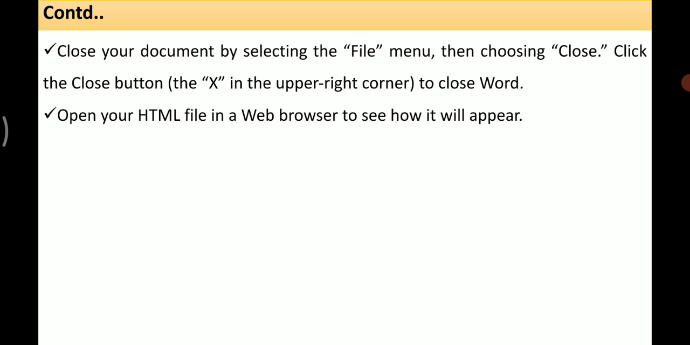Then we close the document by selecting the File menu and choosing Close. Then we click the close button, the X in the upper right corner, to close Word. Then you can open the HTML file in a web browser to see how it will appear. So this is how we can create a web page.